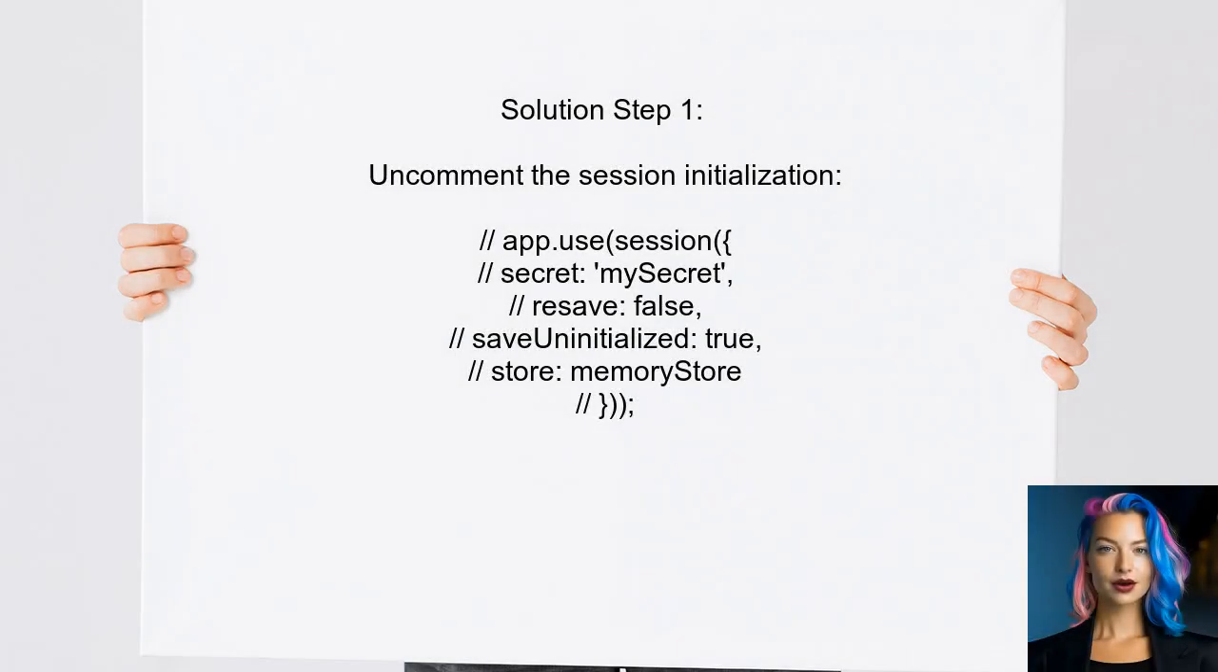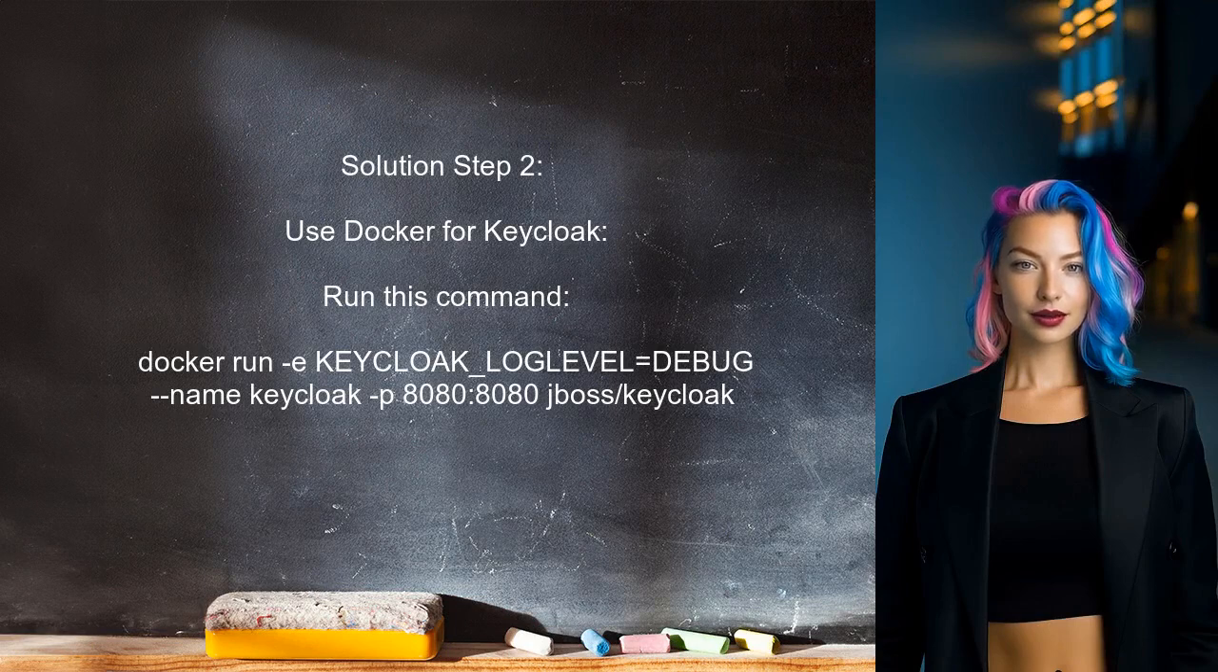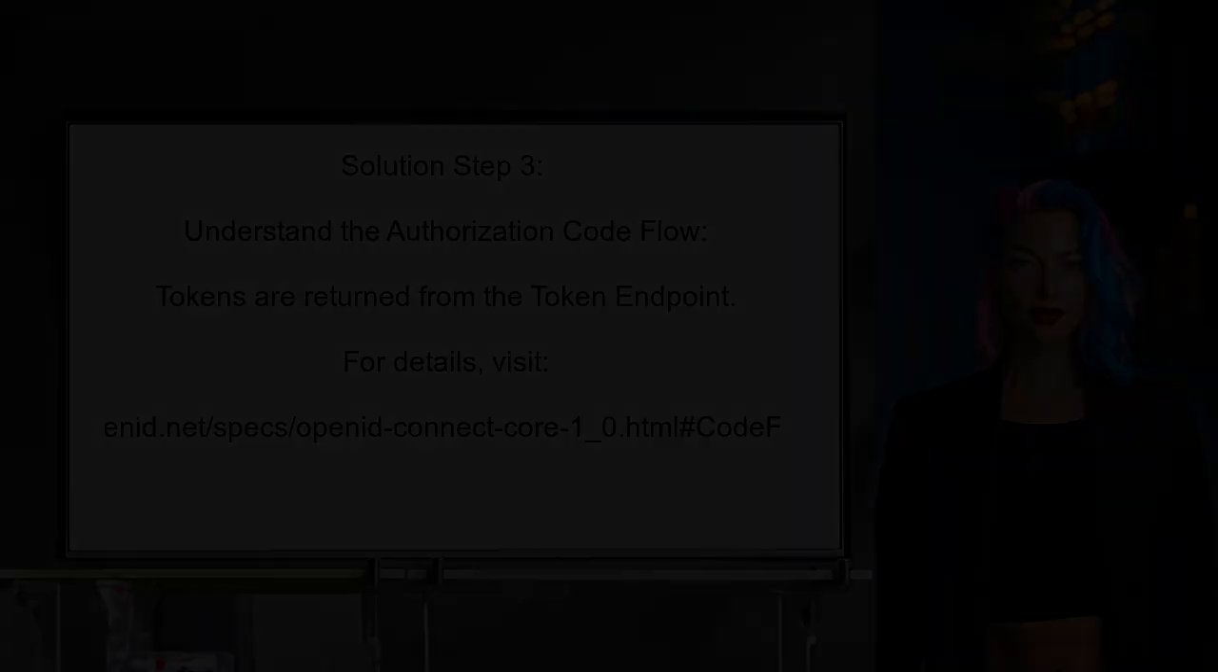To resolve the infinite loop issue, the user suggests uncommenting the session initialization code in your routes file. This step is crucial for managing user sessions properly. Additionally, since you may not have experience with Java, the user recommends using a Docker image for Keycloak. This simplifies the setup process. Finally, when using the authorization code flow, all tokens are returned from the token endpoint. For more details, you can refer to the OpenID Connect documentation.